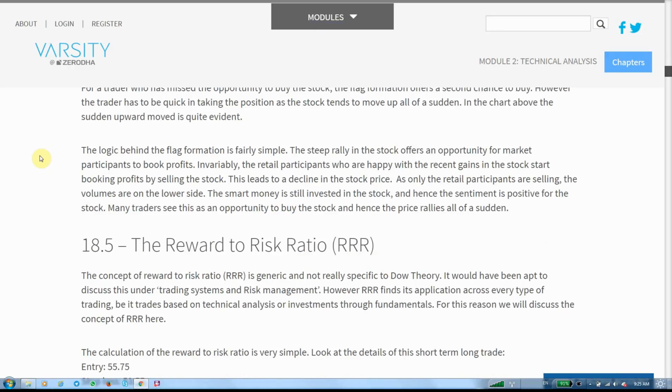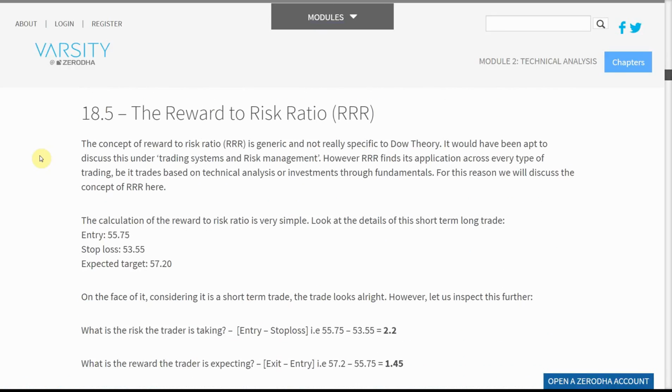18.5 The reward to risk ratio, RRR. The concept of reward to risk ratio, RRR, is generic and not really specific to Dow theory. It would have been apt to discuss this under trading systems and risk management. However, RRR finds its application across every type of trading, be it trades based on technical analysis or investments through fundamentals. For this reason, we will discuss the concept of RRR here.